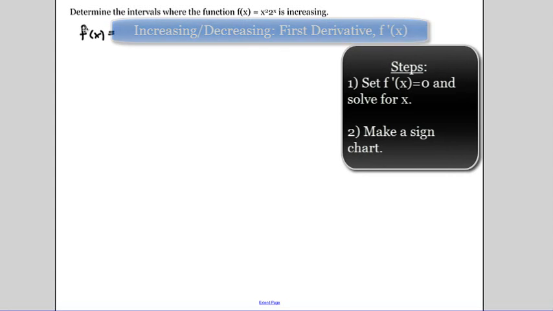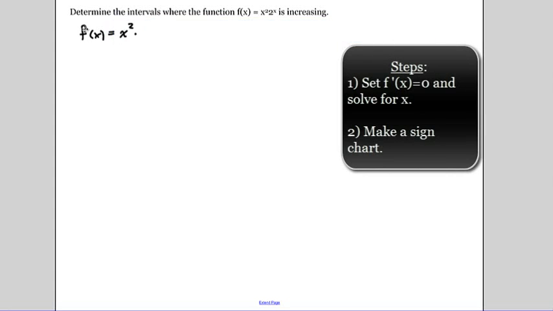So I'll rewrite the function f of x equals x squared times 2 to the x. To take the derivative, we need to use the product rule. X squared will be a, 2 to the x will be b. Then the derivative, f prime of x, is given by the formula a prime b plus ab prime.